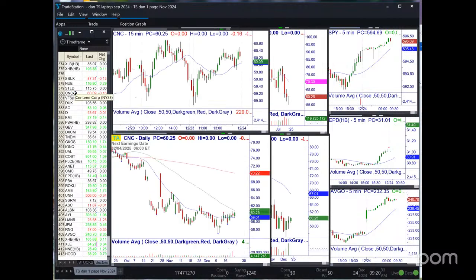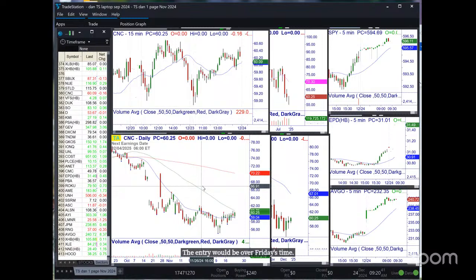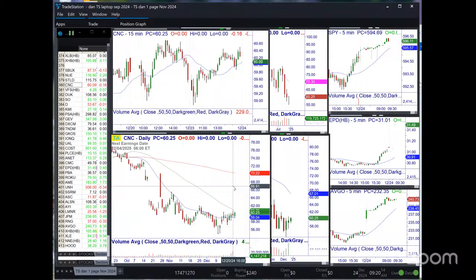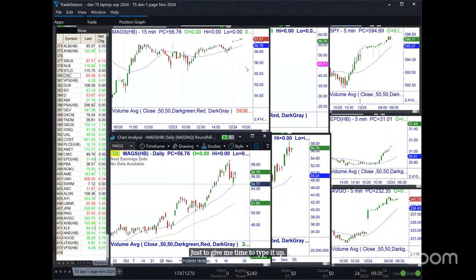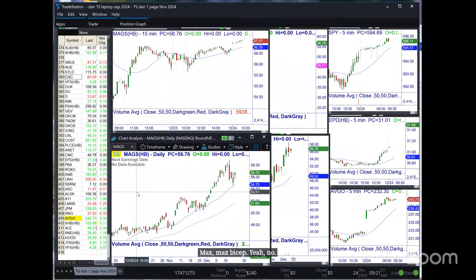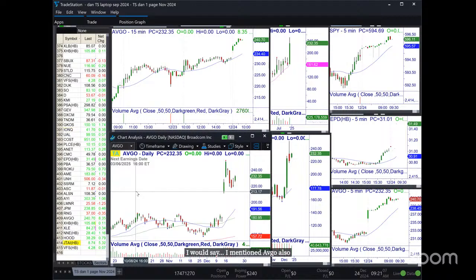CNC breakout of a bottoming pattern. The entry would be over Friday's high. Let me make sure I have an alarm there, and I'll put it at 60.45 just to give me time to type it up. Max buy setup, gapping up. Alex, I mentioned Abgo also, but the gap's too big now. Gapping up $8.